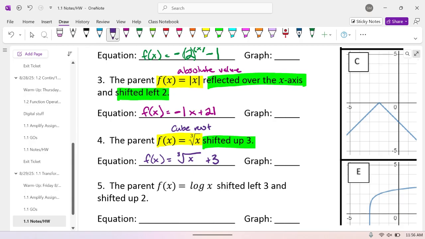All right, so this one's fairly quick because there's only one transformation happening. One transformation. Cube root, because it has that little 3 in the upper left. Square root would not have a number there.